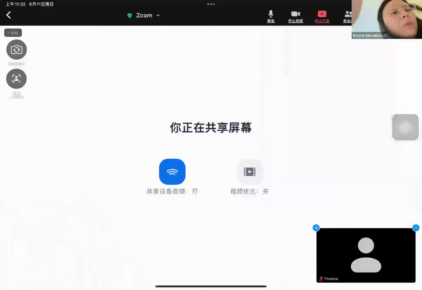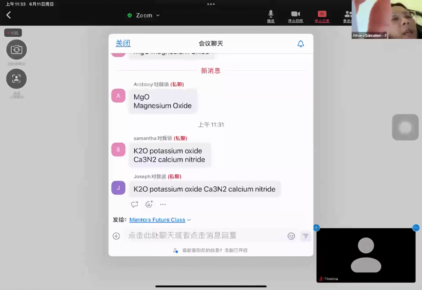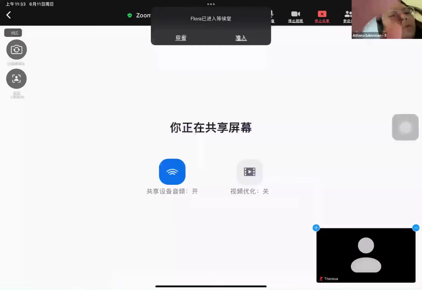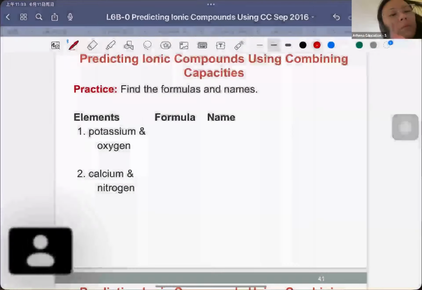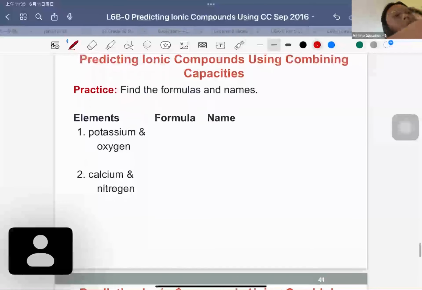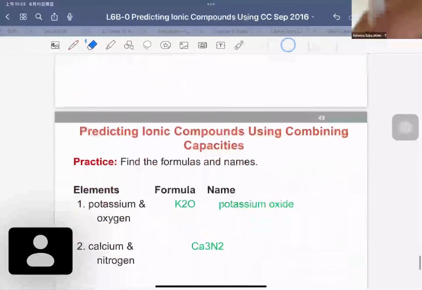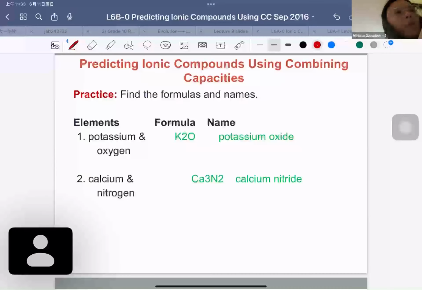All right, I see a lot of people finished. Potassium oxide and calcium nitride. That's correct. Perfect. Very good. Any questions regarding this? No? Those are the answers. Nitride: nitrogen follows the same rules as oxygen. Get rid of the rest of the name, and you have nitride.